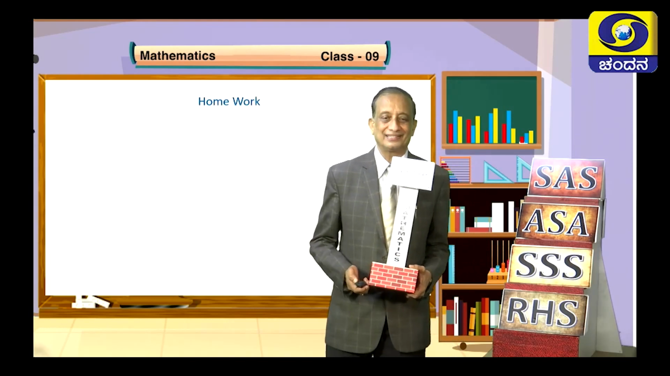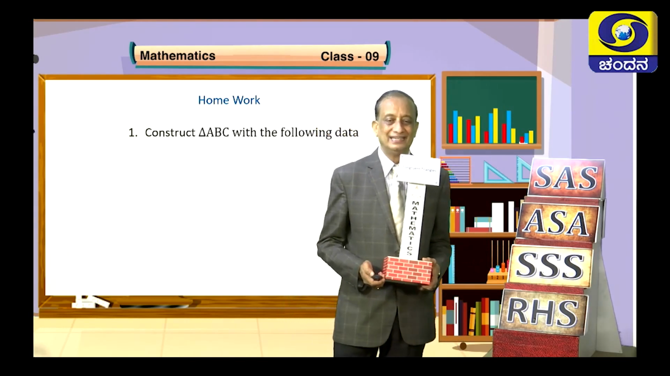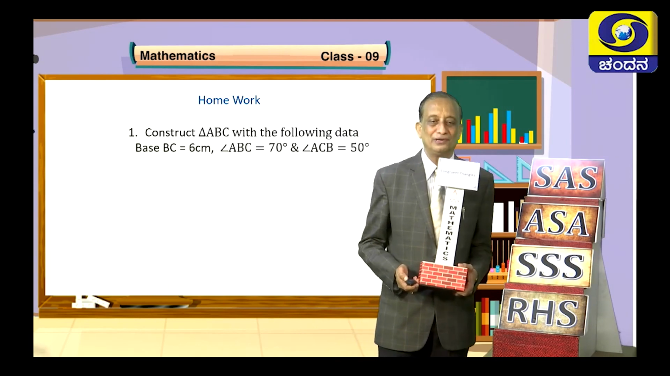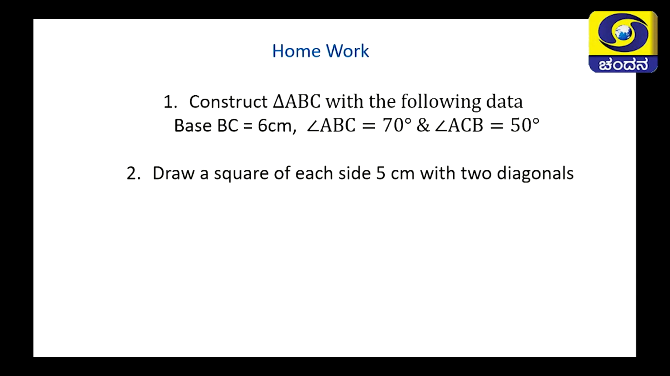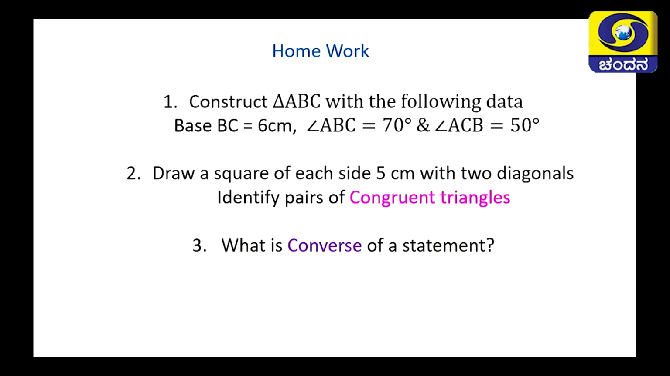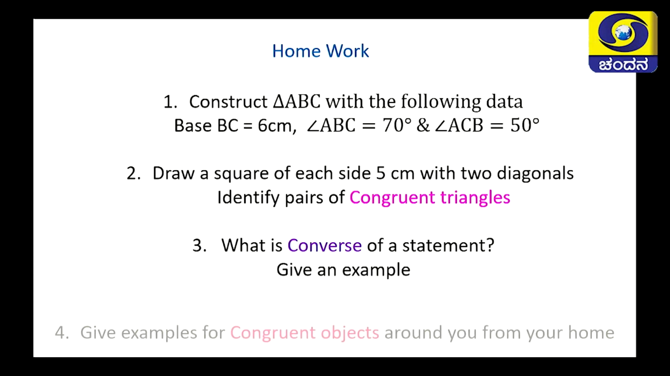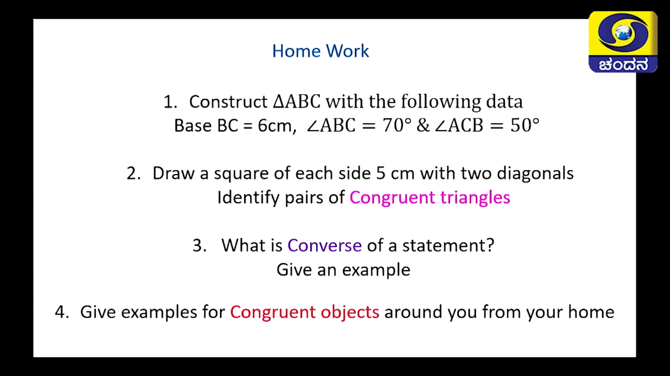Can you take down the homework, children? Construct triangle ABC with the following data: base BC 6 cm, angle ABC 70 degrees, angle ACB 50 degrees. Draw a square of each side 5 cm with 2 diagonals. Identify pairs of congruent triangles. What is the converse of a statement, children? Can you give an example for this? Give examples for congruent objects around you from your home and your classroom.